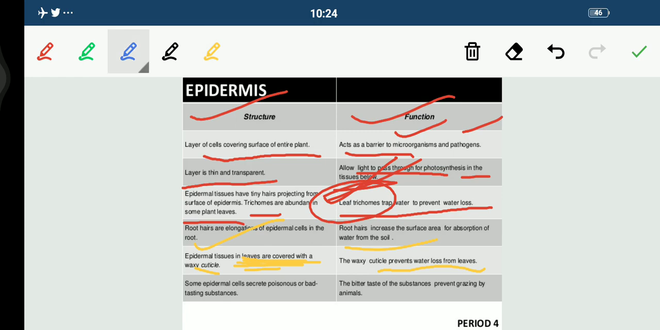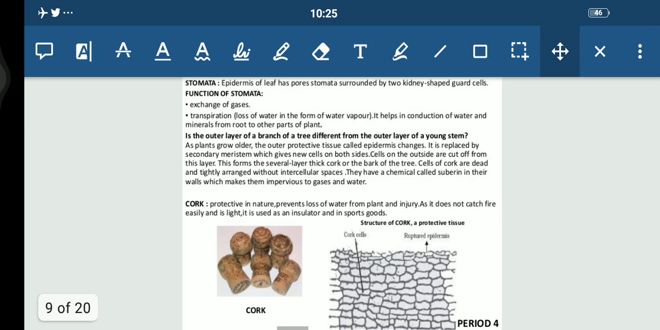Next we have, students, some epidermal cells secrete poisonous or bad tasting substances. Why do some epidermal cells do this? Because, students, the bitter taste of the substance prevents grazing by animals. Animals would not graze these plants because they are very poisonous and the taste is quite bitter, right?